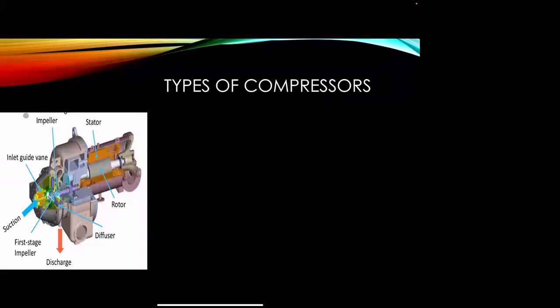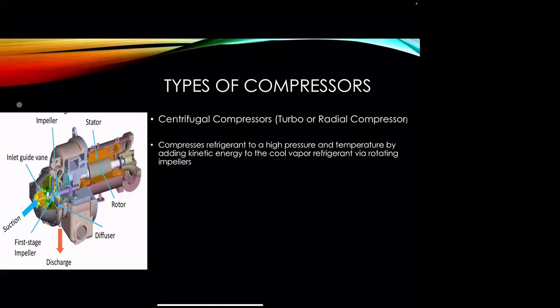The final type of compressor that we'll talk about today is a centrifugal compressor, or a turbo or radial compressor, are also other names that you'll hear it go by. This compresses refrigerant to a high pressure and temperature by adding kinetic energy to the cooled vapor refrigerant. It does that by these rotating impellers.